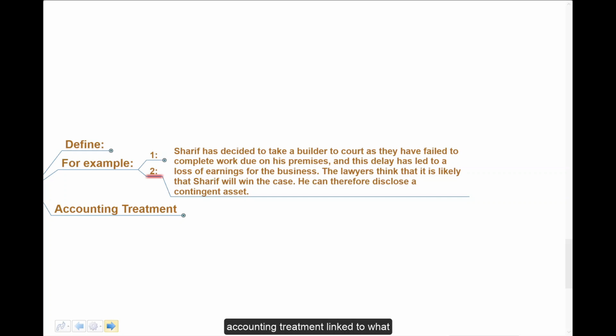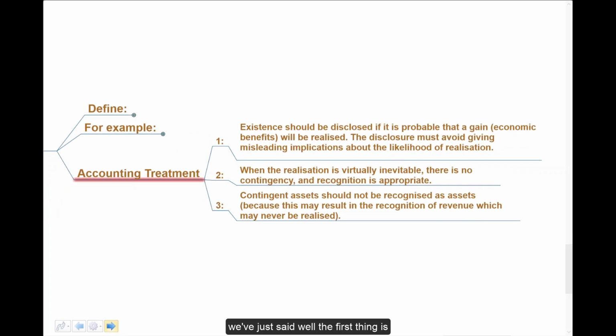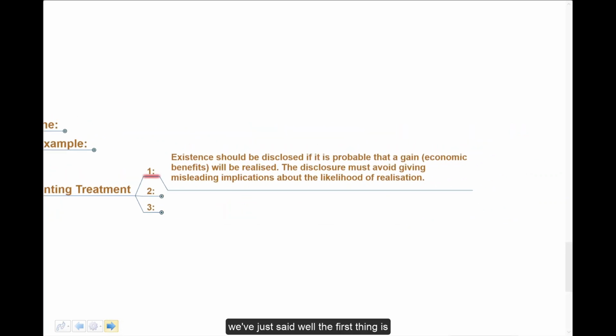What about accounting treatment linked to what we've just said? Well, the first thing is that the existence should be disclosed if it's probable or likely that a gain will be realized. The disclosure must avoid giving misleading implications about the likelihood of realization. So you have to be very, very clear on the specifics. You can't say, we are definitely going to receive £1 million in 3 weeks' time. Okay? Basically, take legal advice.